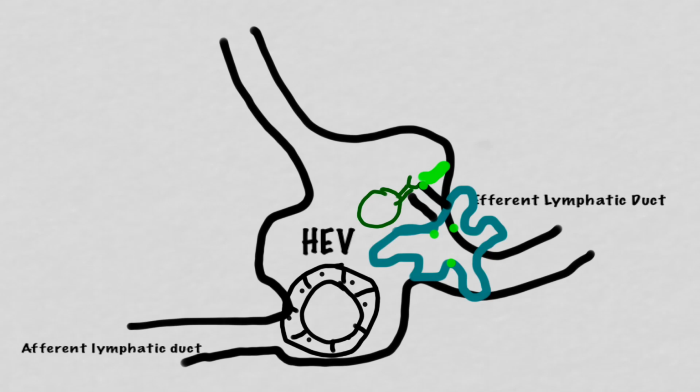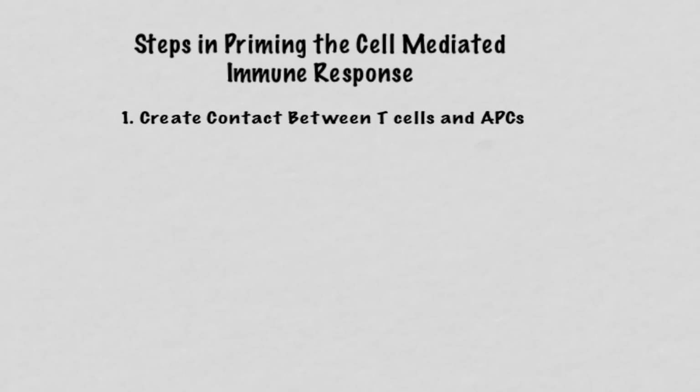But how do we make this happen? How do we first have T cell and MHC meet? So let's go through the steps that are required to prime the cell-mediated immune response. And the first step is to create contact between the T cell and the antigen-presenting cell.